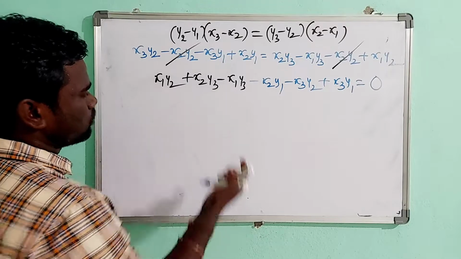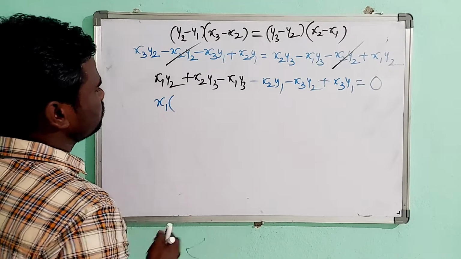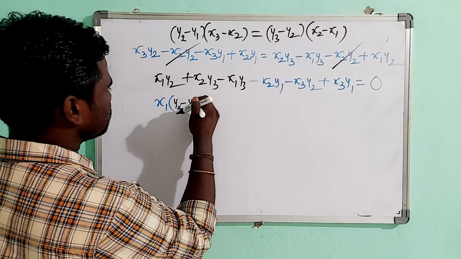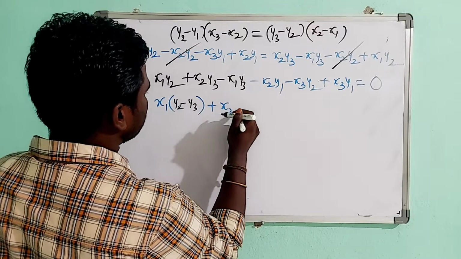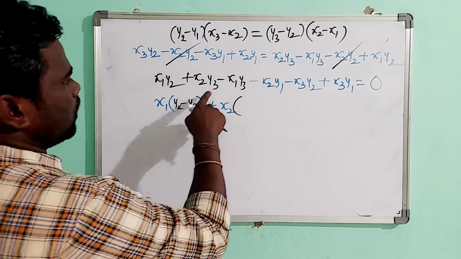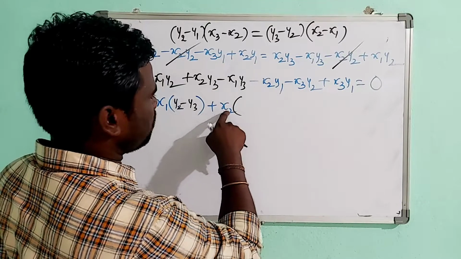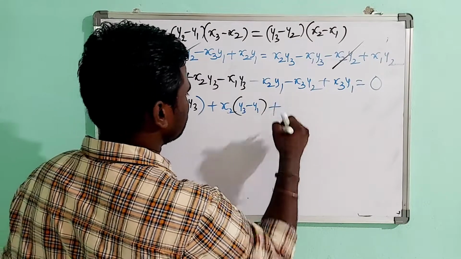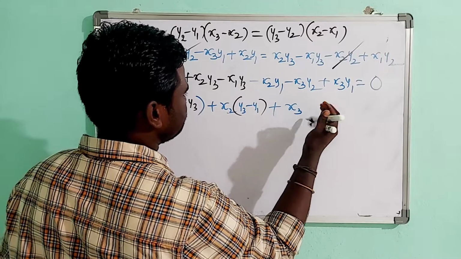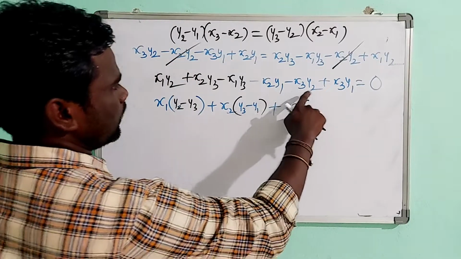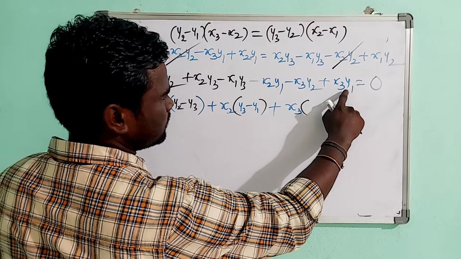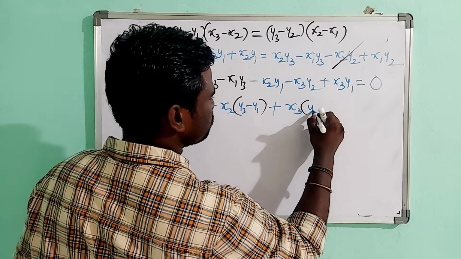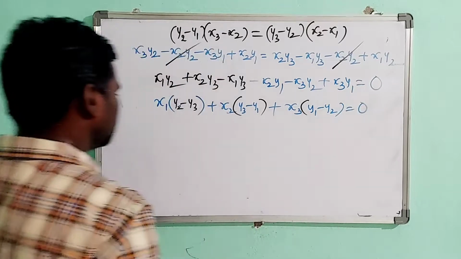Now here we have x1, and here also we have x1, so if I take x1 common, then those are nothing but y2 minus y3. Next, if I take x2 common, y3 minus y1. If I take x3 common, where is x3? x3 positive. If I take positive x3 common, then it is y1 minus y2. So y1 minus y2 equal to 0.